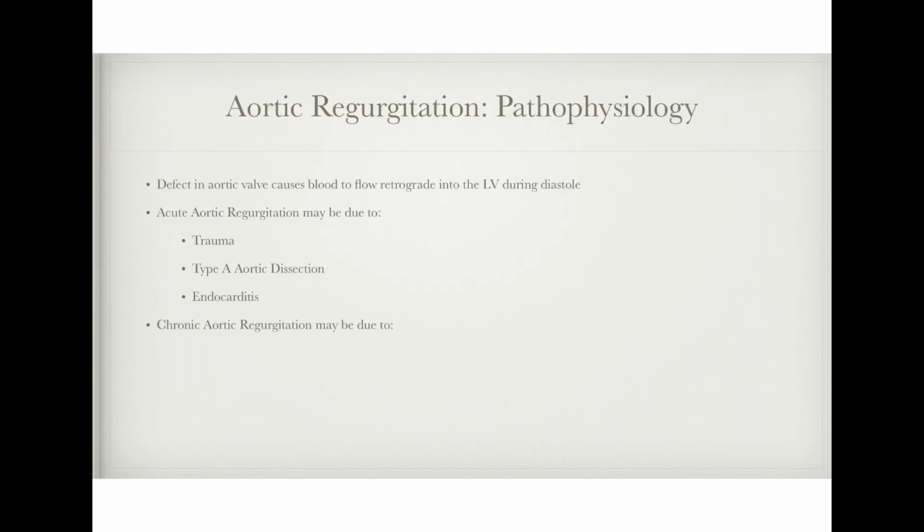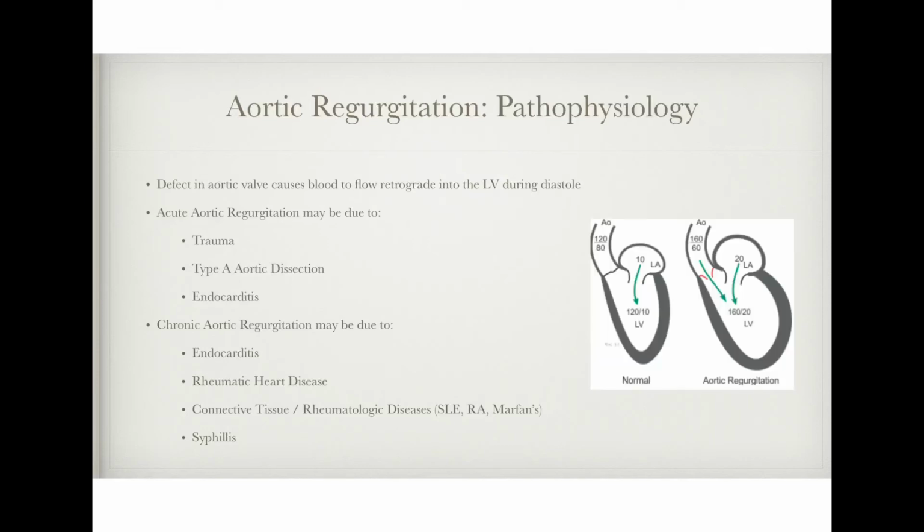Whereas chronic aortic regurgitation can be due to, again, endocarditis, rheumatic heart disease, connective tissue or rheumatologic diseases such as lupus, rheumatoid arthritis, and Marfan syndrome, as well as syphilis. Historically, syphilis carried a very strong association with aortic regurgitation.